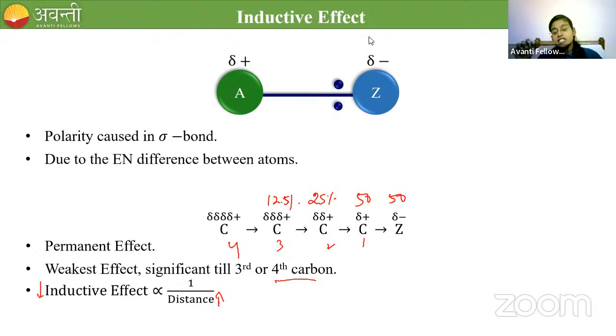So if you have the same atom attached to each other, then you will not observe this inductive effect. Only if some electronegative atom is there, you can observe it. Clear? So the very important point that you have to keep in mind is the bond is getting polarized. The polarity is caused in the sigma bond due to the electronegativity difference. It is a distance dependent effect.